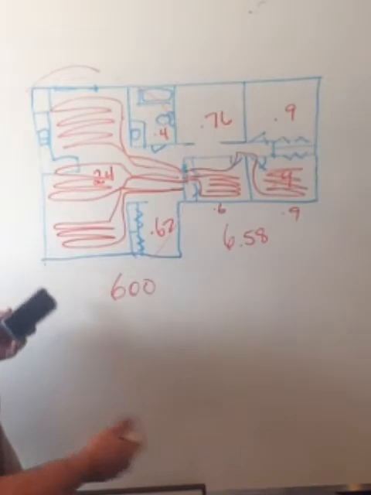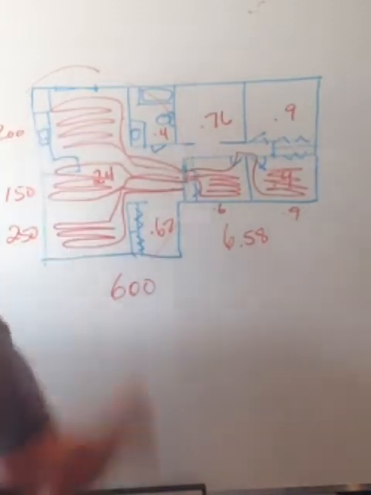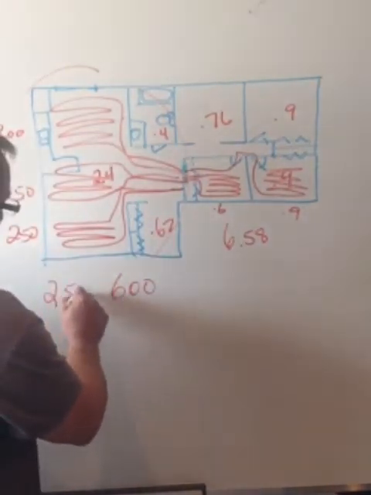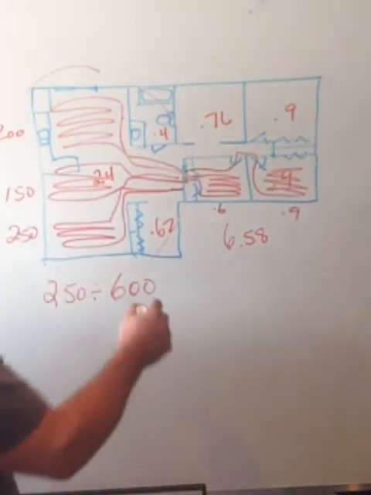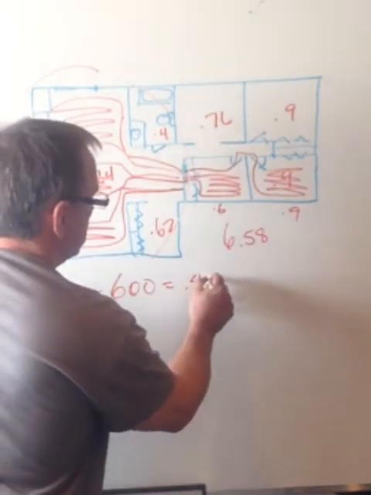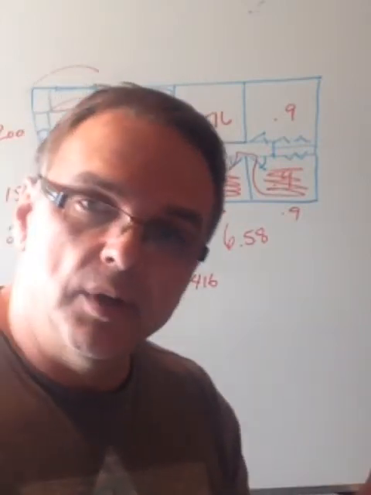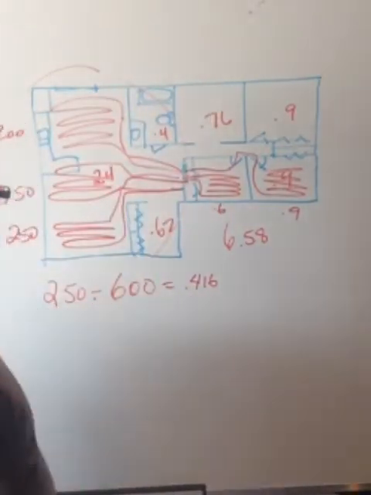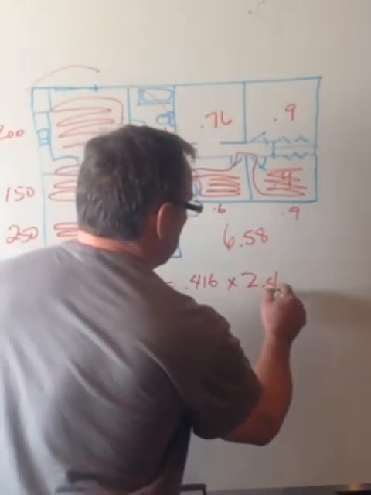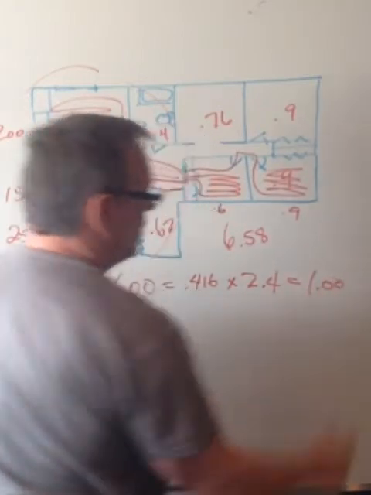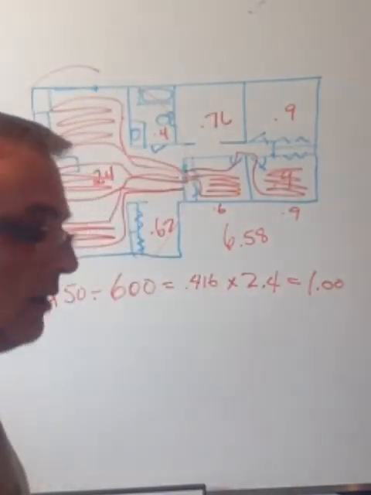So we'll take this loop, which we said was 250, right? It's 250 divided by the total footage of pipe, which is 600, equals 0.416. That's 41% of the flow needs to go into that loop. So times that number by the 2.4, and you will get a flow rate of 1. And that's 1 US gallon per minute for that loop, okay?